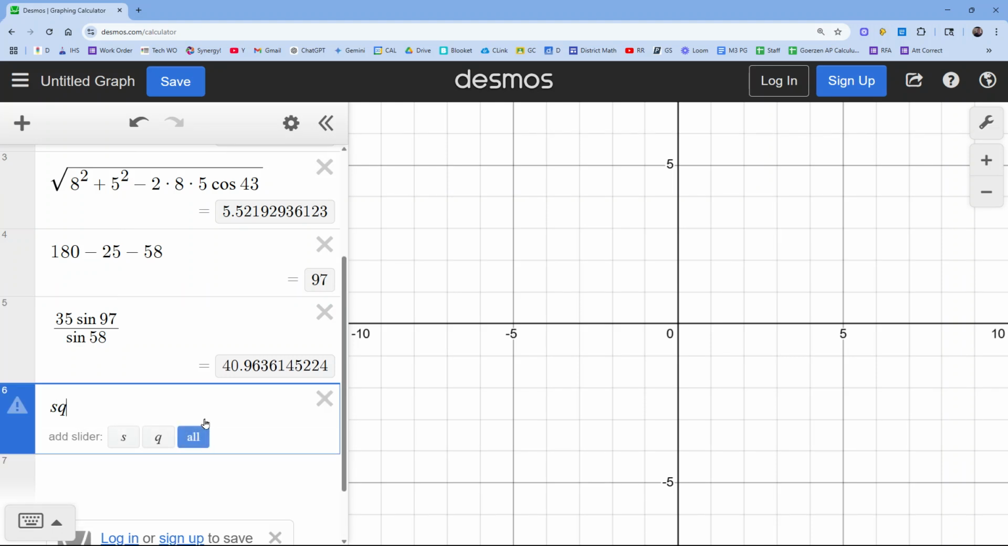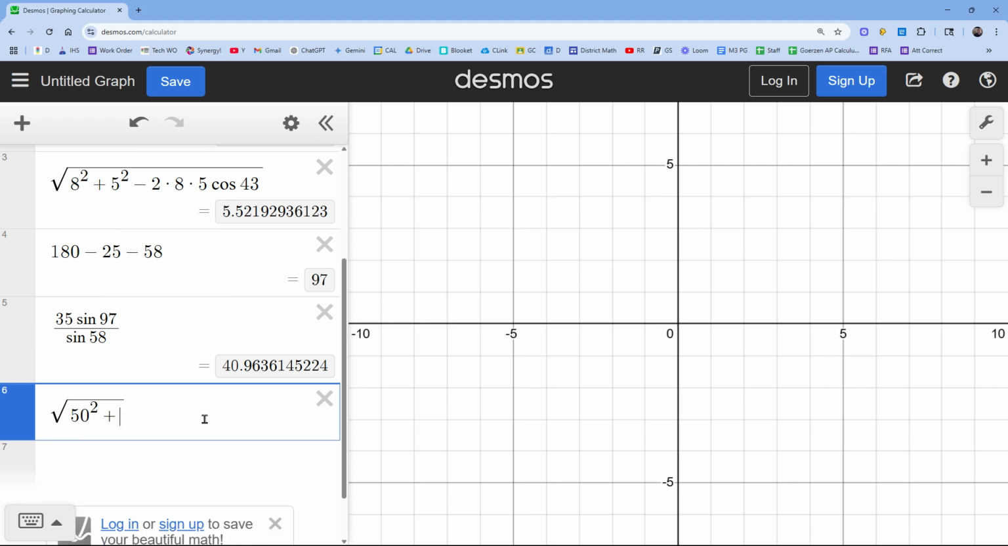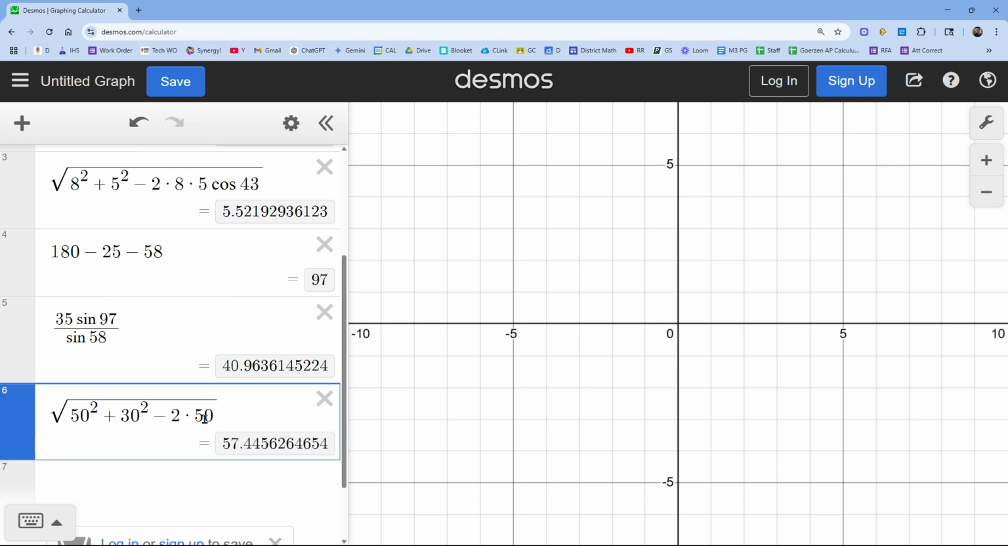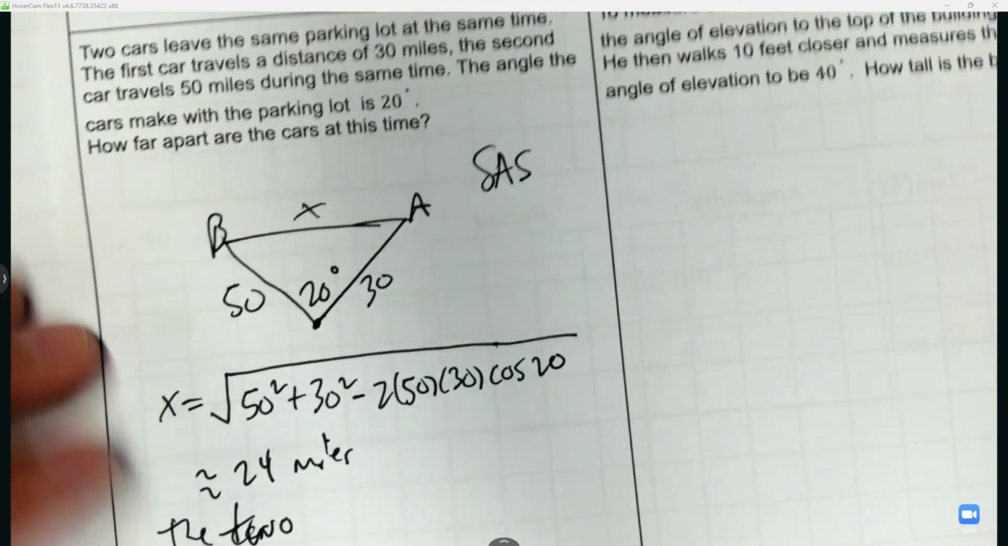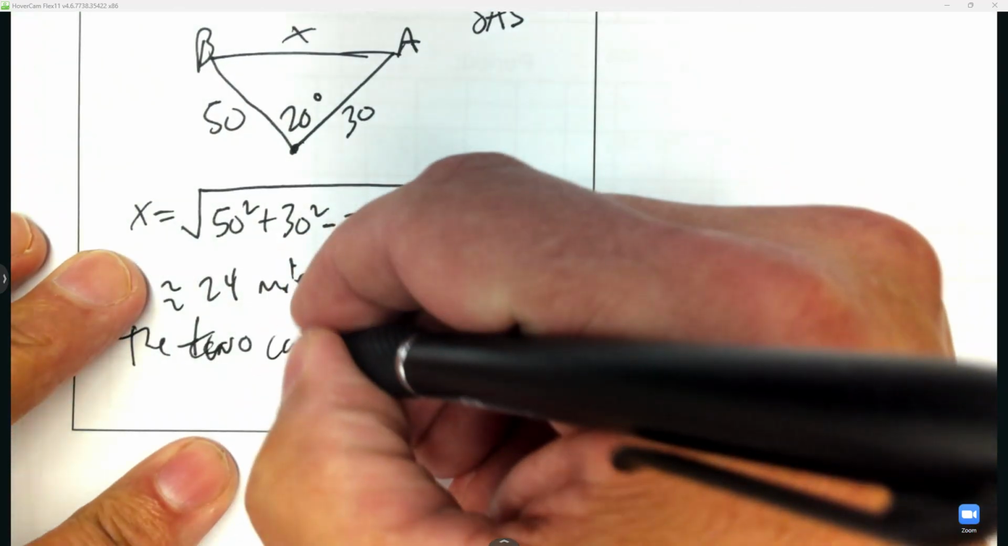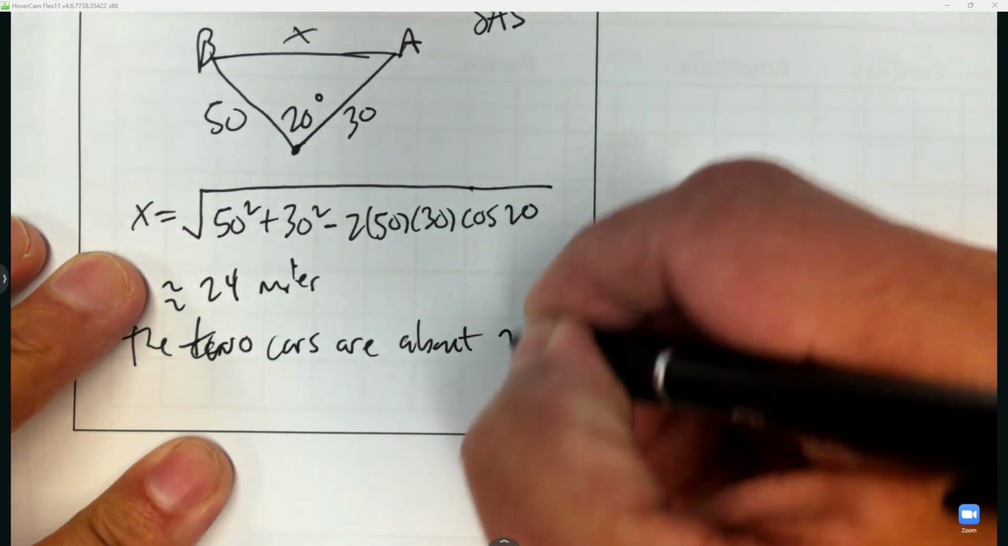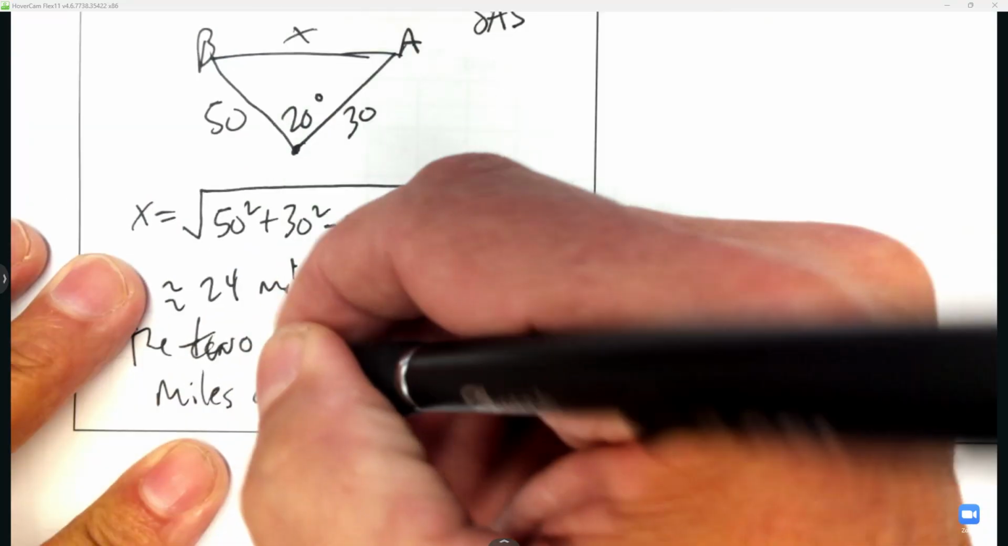So again, I'm going to go SQRT. So 50 squared plus 30 squared. Subtract 2 times 50 times 30, and then cosine 20. So that's about 24 miles. And that's what I'd write down. The 2 cars are about 24 miles apart from each other.